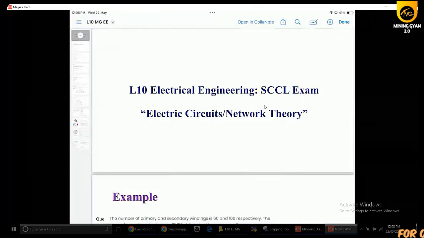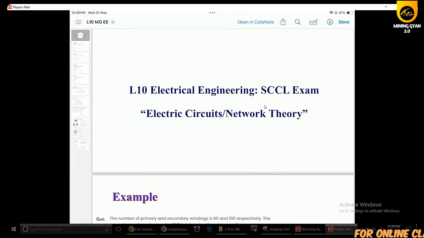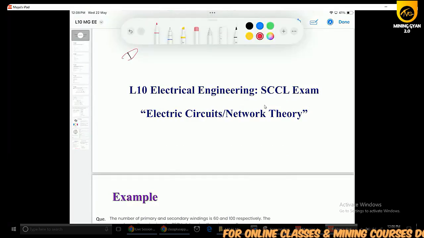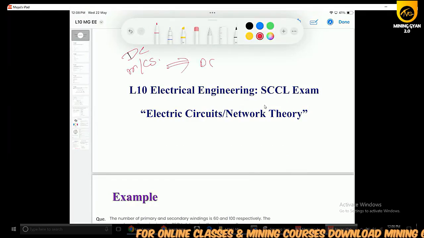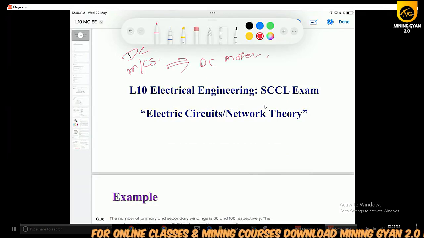Today we are going to solve some numerical problems based on the single phase transformer, and after that we will study the basic concepts of DC machines. In DC machines there will be the DC motor and the DC generator.